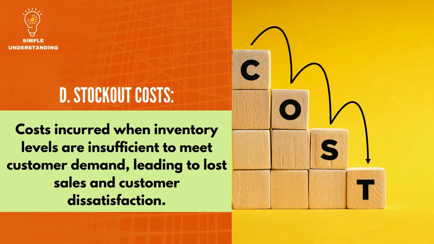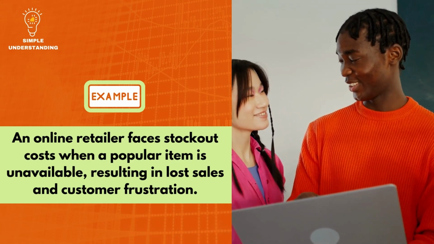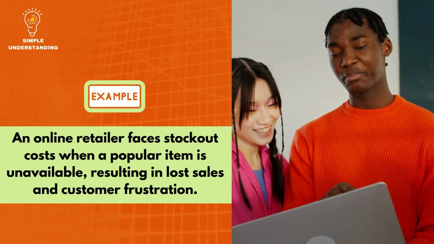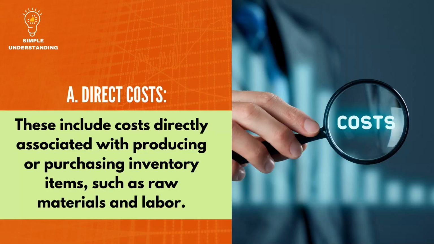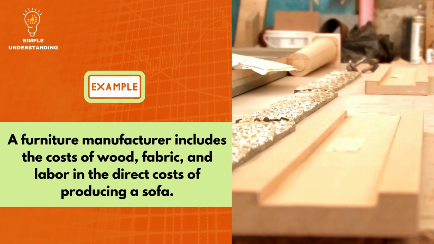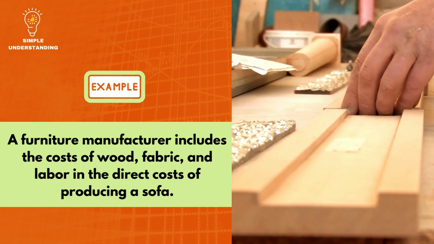D. Stockout costs. Costs incurred when inventory levels are insufficient to meet customer demand, leading to lost sales and customer dissatisfaction. Example: an online retailer faces stockout costs when a popular item is unavailable, resulting in lost sales and customer frustration. Product costs. A. Direct costs. These include costs directly associated with producing or purchasing inventory items, such as raw materials and labor. Example: a furniture manufacturer includes the costs of wood, fabric, and labor in the direct costs of producing a sofa.